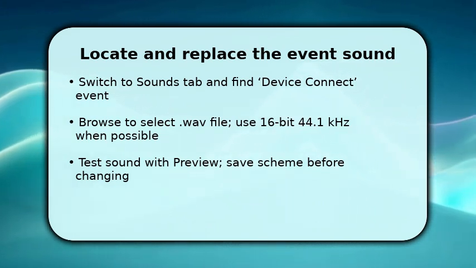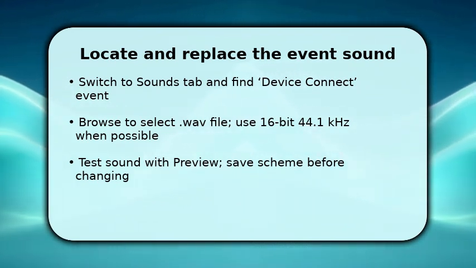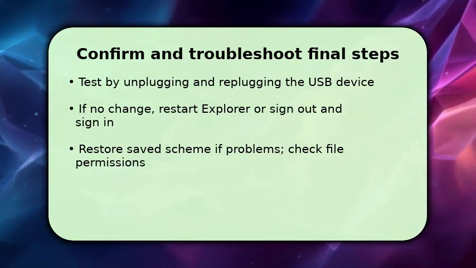Before committing, save the current sound scheme so you can restore defaults. When satisfied, apply the change so Windows will use your new Connect sound. Finish by testing. Unplug and plug the USB device to trigger the event.